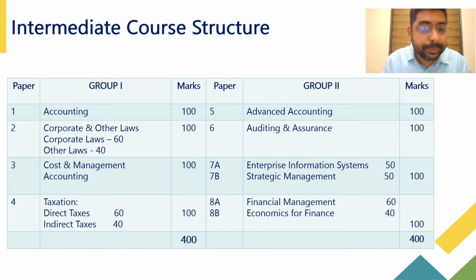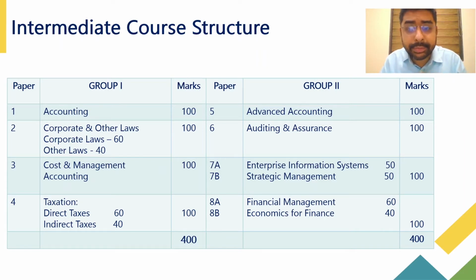The first group has papers: 100 marks accounting, as you can see on my screen; 100 marks of law, which is 60 marks corporate law, that's the Companies Act, and 40 marks other laws; 100 marks is cost and management accounting. Now, this is a new paper, you haven't done it at CA Foundation level. And 100 marks is taxes, which is 60 marks direct tax, 40 marks indirect tax. Again, tax is introduced for the first time at CA Inter, it's not done in CA Foundation.